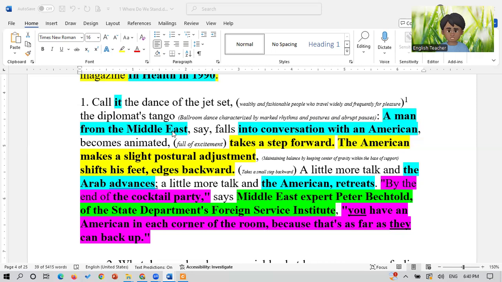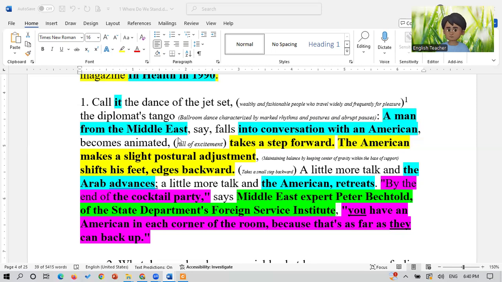Right now we can see the problem. The Middle Eastern fellow is coming closer. The American fellow is making a postural adjustment by edging backward. And now we have a question. Something is going to happen here. A problem is emerging in this scene. Now, in the next video, I will read and analyze the second paragraph.